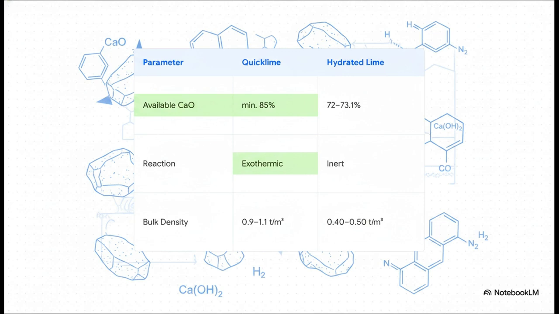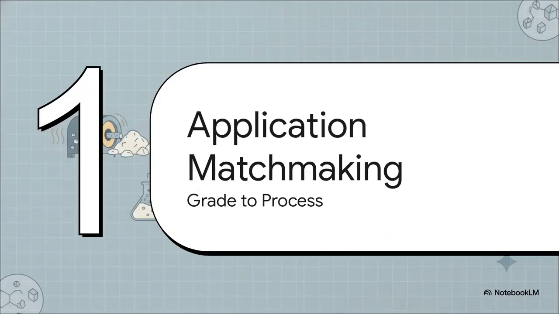And this is exactly why available lime, meaning the fraction of calcium that's actually able to react in your process, is the commercially meaningful number you need to be tracking, not just the total purity. Section 4. Application matchmaking. Matching the grade to the process.